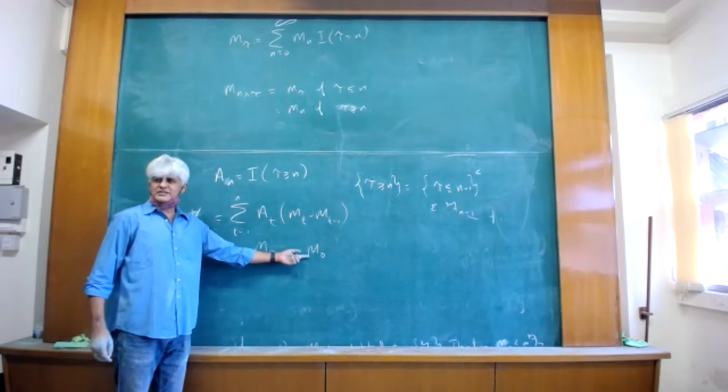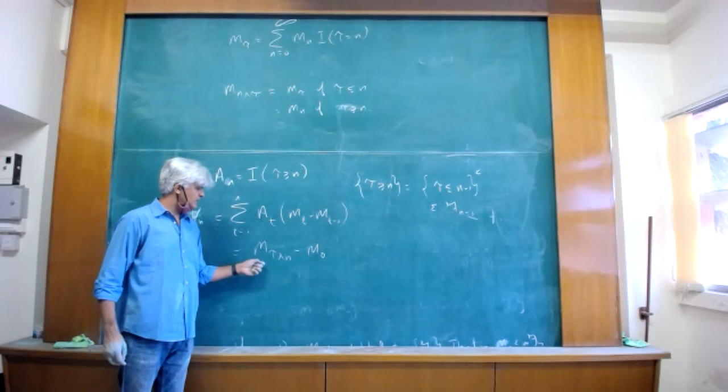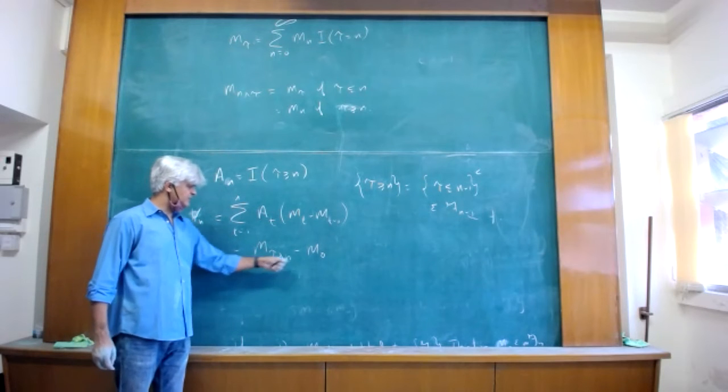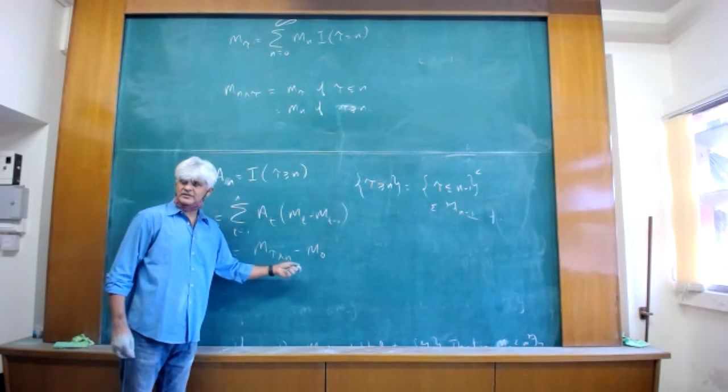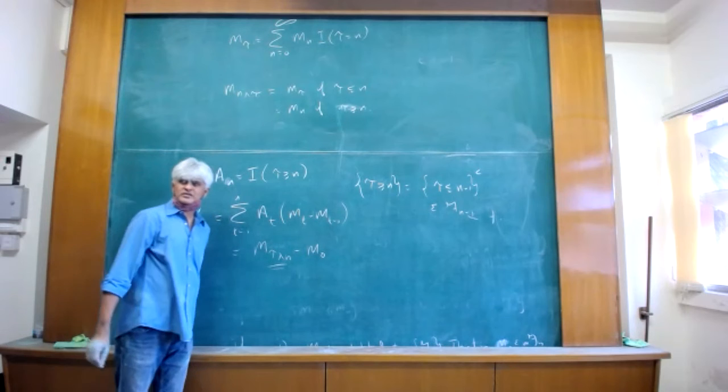M0 is F0 measurable. So if Mn is a martingale, Mn minus M0 is also a martingale. In particular, if this is a martingale, this plus M0 is also a martingale. So this will be a martingale. So stopped processes are martingales.